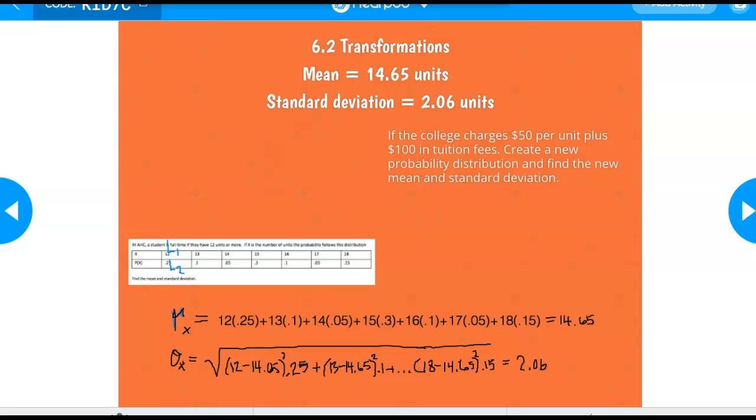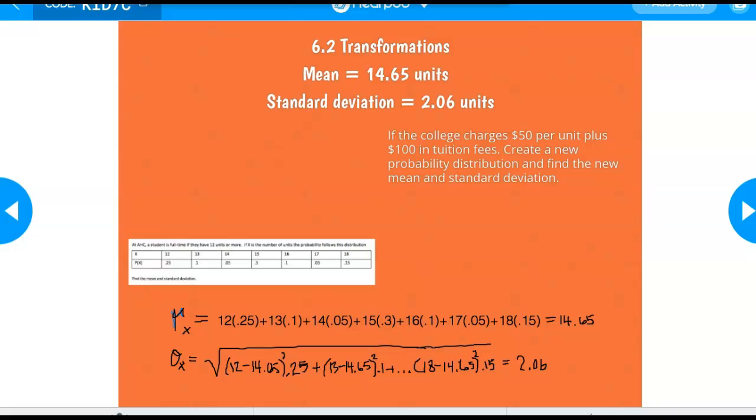We're going to take and multiply. Okay, if college charges $50 per unit and $100 in tuition fees, create a new probability distribution. Find the new mean and standard deviation. So this is the probability distribution right here. We're going to create a new one based on how much money. So X is your college tuition.